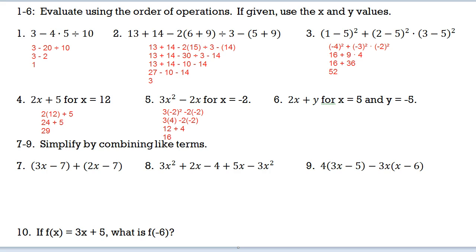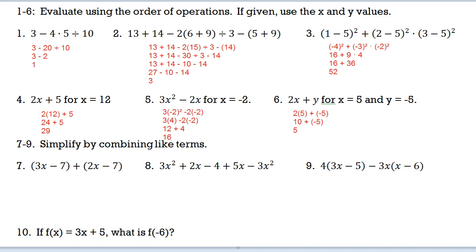Number 6, now they are telling us to plug in 5 for x and -5 for y. 2 times 5 is 10. And 10 plus a -5 is +5. If you have $10 and you spend 5, you have $5 left.